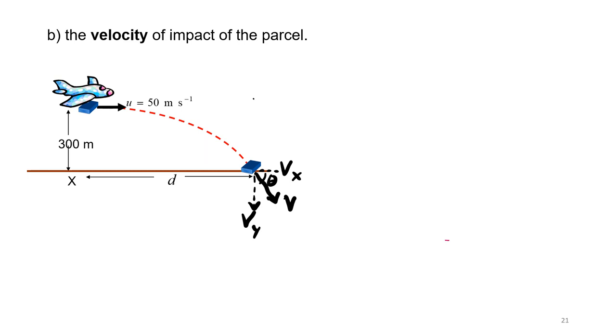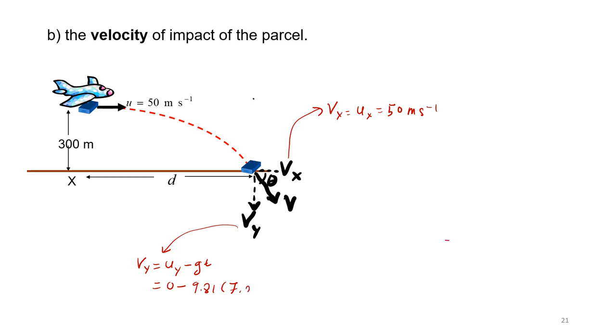Now, question number B, calculate the velocity of impact of the parcel. Firstly, we must calculate Vx. Vx equal Ux equal 50 meter per second. Secondly, we calculate Vy. Vy equal Uy minus Gt. Uy equals 0, G 9.81, and then T 7.82. We get Vy negative 76.7 meter per second.